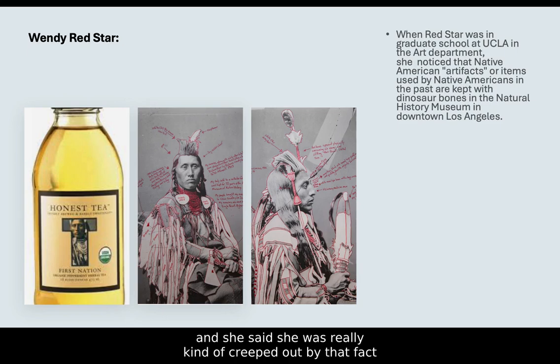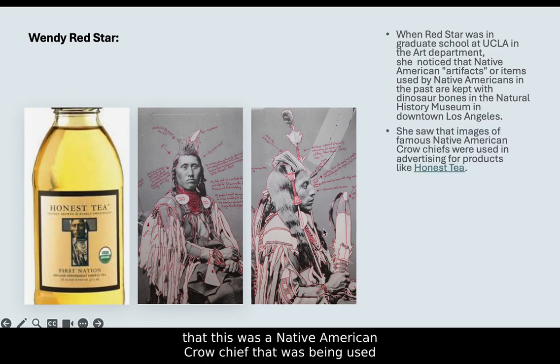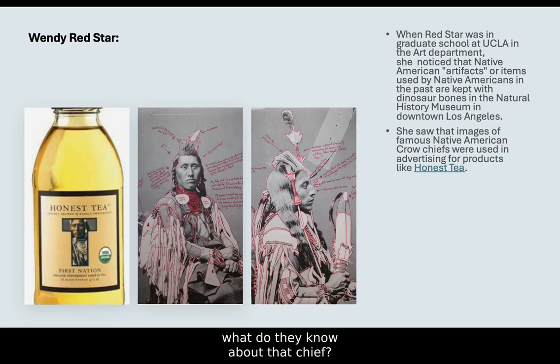And she said she was really creeped out by that fact and thought that Native Americans were being objectified in a certain way by being kept in the Natural History Museum along with these bones of dinosaurs and other animals. So that was a real wake-up moment for her when she thought about making her own artwork. And the second thing was she noticed that this was a Native American Crow chief that was being used on advertising for a bottle of Honest Tea. And so she thought, well, what do people know when they're drinking that tea? What do they know about that chief? And then she thought, well, what do I know about him? And so then she went on a long research project where she found out all about them. And so that became part of her artwork.